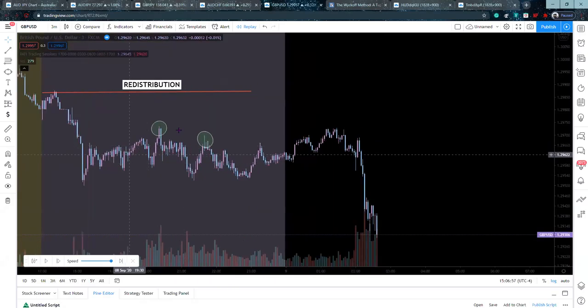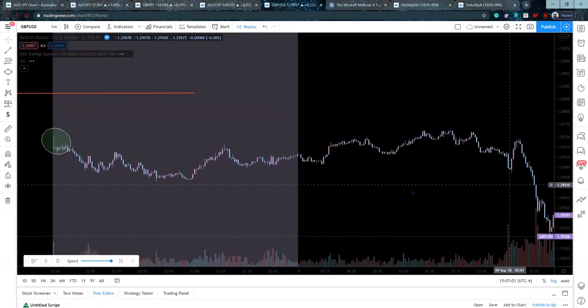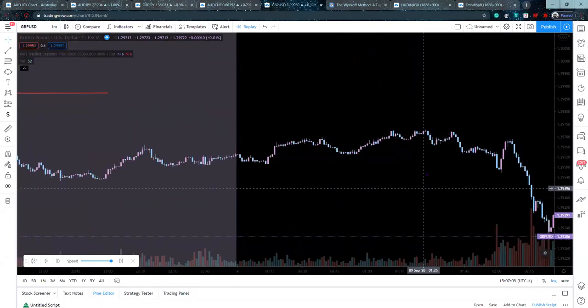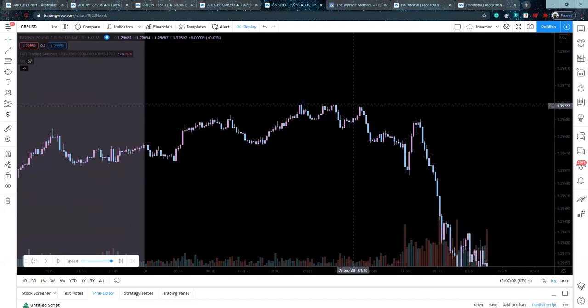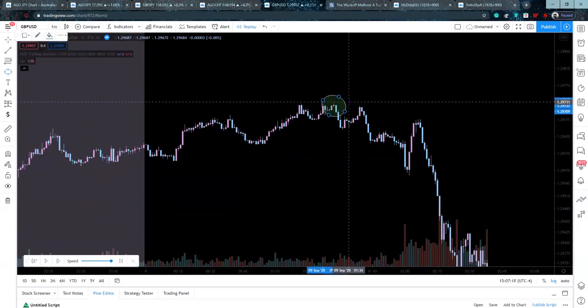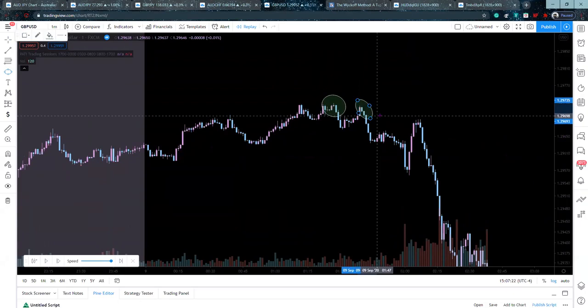So let's say your redistribution gets filled, your liquidity gets filled. Now let's go down to the 1 minute and let's see what's up. What does this look like? Extremes. Possible extremes. Extremes, right?